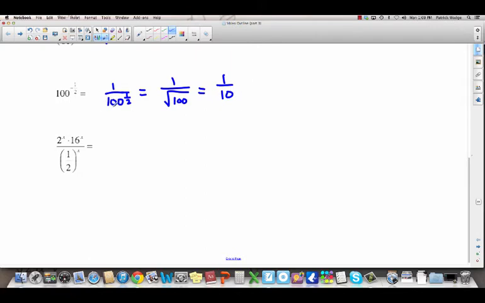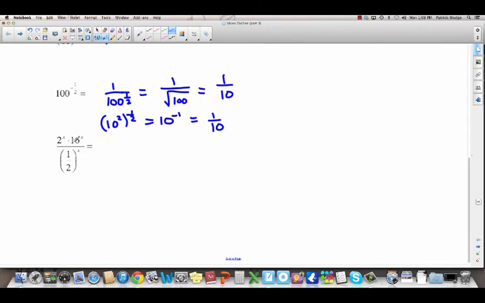The other way you could do it, you could see that 100 is the same as 10 squared, and that's raised to the negative 1/2 power. You have power over power here. What's 2 times negative 1/2? Negative 1. 10 to the negative 1, that's a flipping negative. You get 1/10.